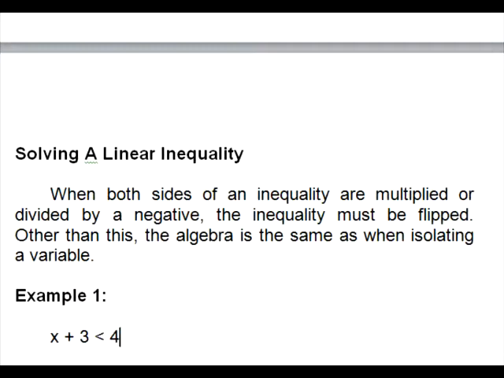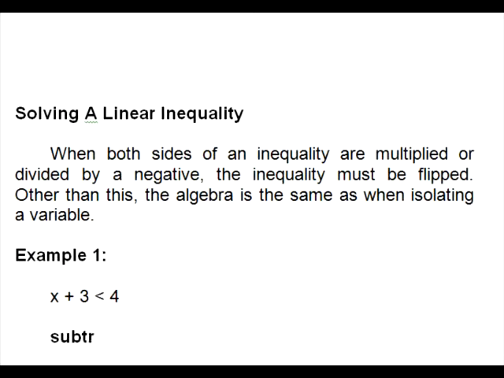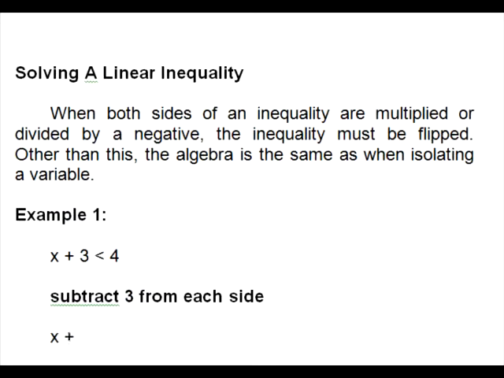What do you need to get rid of from the left-hand side? Well, the obvious answer is the plus 3. So how do you get rid of a plus 3? I like calling on people even if you're not there, so I'm going to continue to do it. So Amanda, if I want to get rid of a plus 3 on the left, what do you have to do? Good, it's going to be minus 3. So I'm just going to write here subtract 3 from each side. So that's going to turn to x plus 3 minus 3 is less than 4 minus 3. 3 minus 3 is nothing, and 4 minus 3 is 1. So that's going to be your solution.